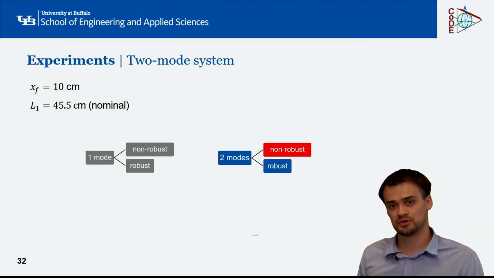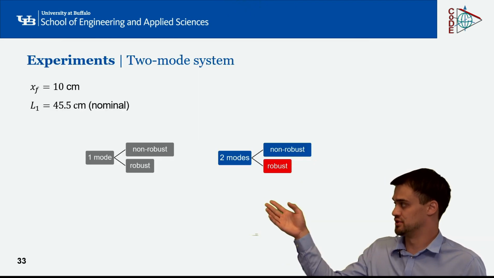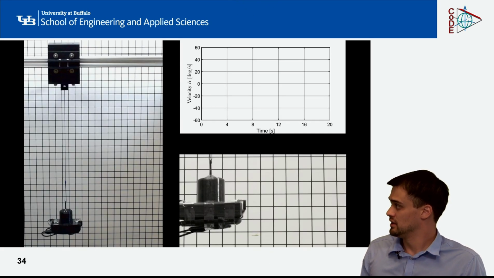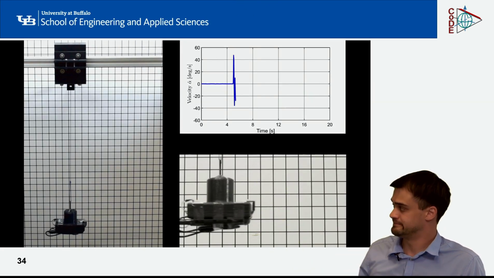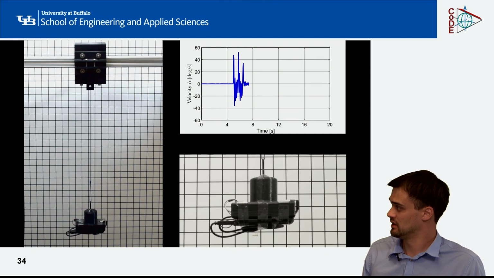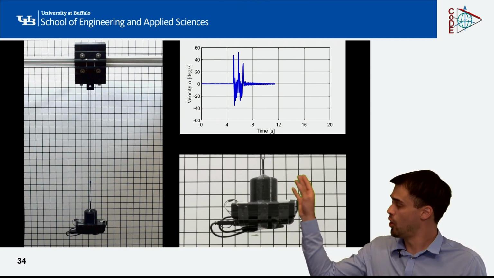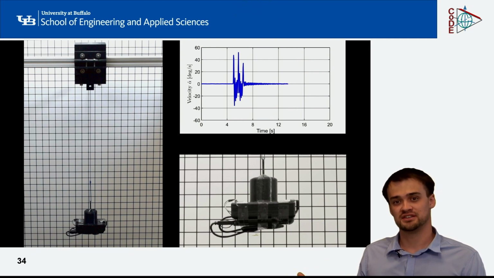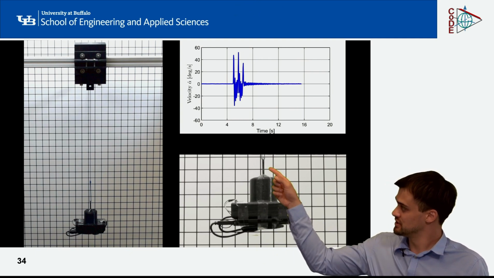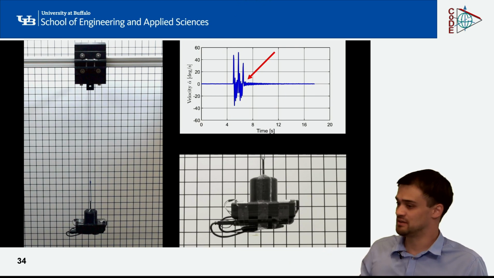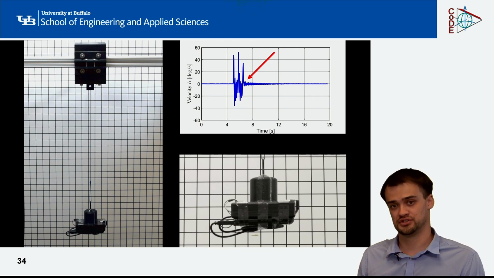So instead of doing a non-robust version, let me do a robust version of this. And this looks as follows. Right after the maneuver, you can see that the oscillations are almost completely gone. And to be precise, compared to the previous video, we reduced this oscillation by 69% in terms of residual energy.